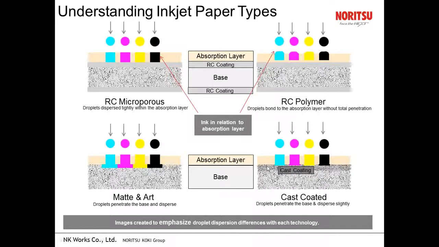And that's why cast-coated paper was created. When the paper was manufactured, heat and pressure was used to create a tighter bond of the paper fiber to reduce the dot gain. So cast-coated paper is sharper than the matte and the art paper, but not as sharp as an RC paper. And that's strictly due to the dot gain.